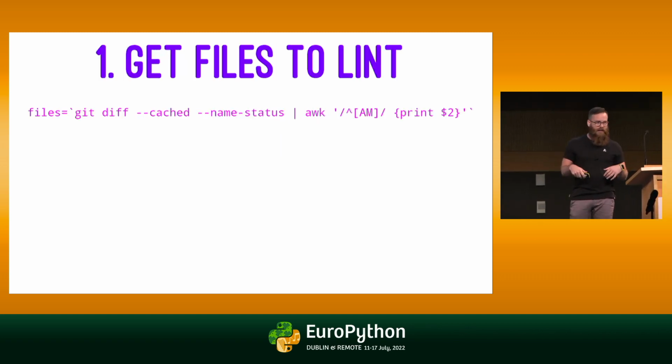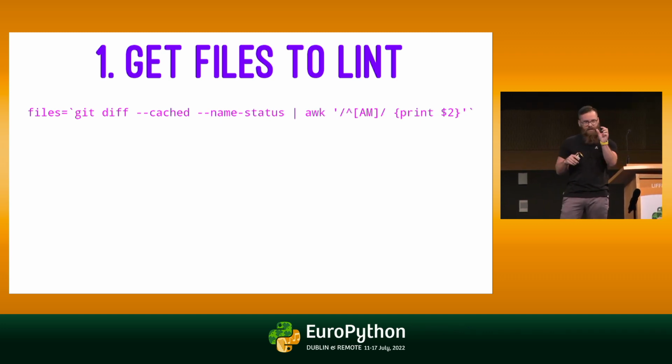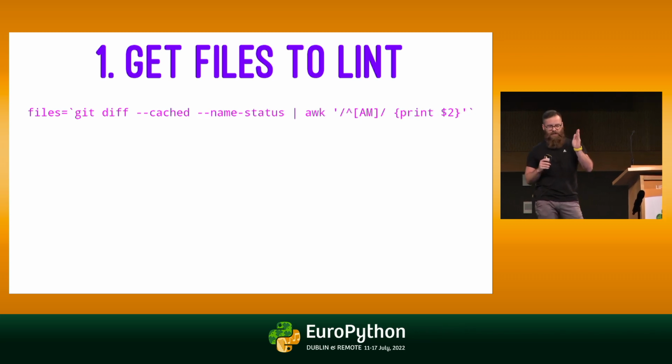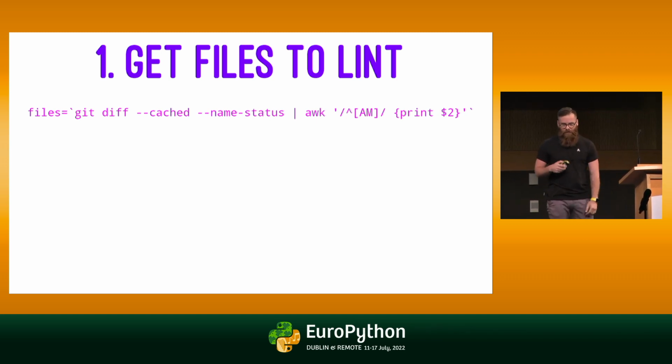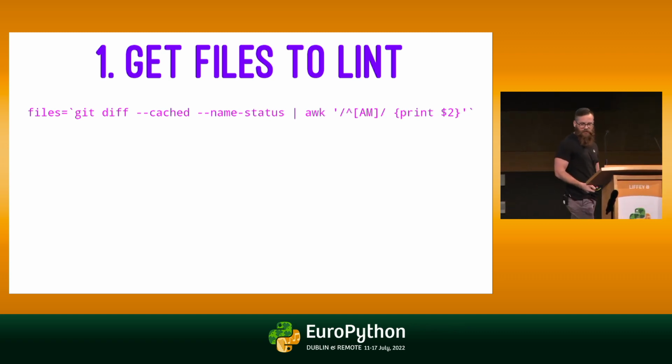A pre-commit hook in Git terms is usually just a shell script, or you can call it whatever you want. In our case, it's usually just a bash script. So we do a little bit of Git magic to get a diff, and then get the name status, which gives you an A, an M, or a D next to the file, and we pull that out. So now we know which files we need to lint. We only want to lint files that were added or modified, not files that were deleted. That's not super useful.